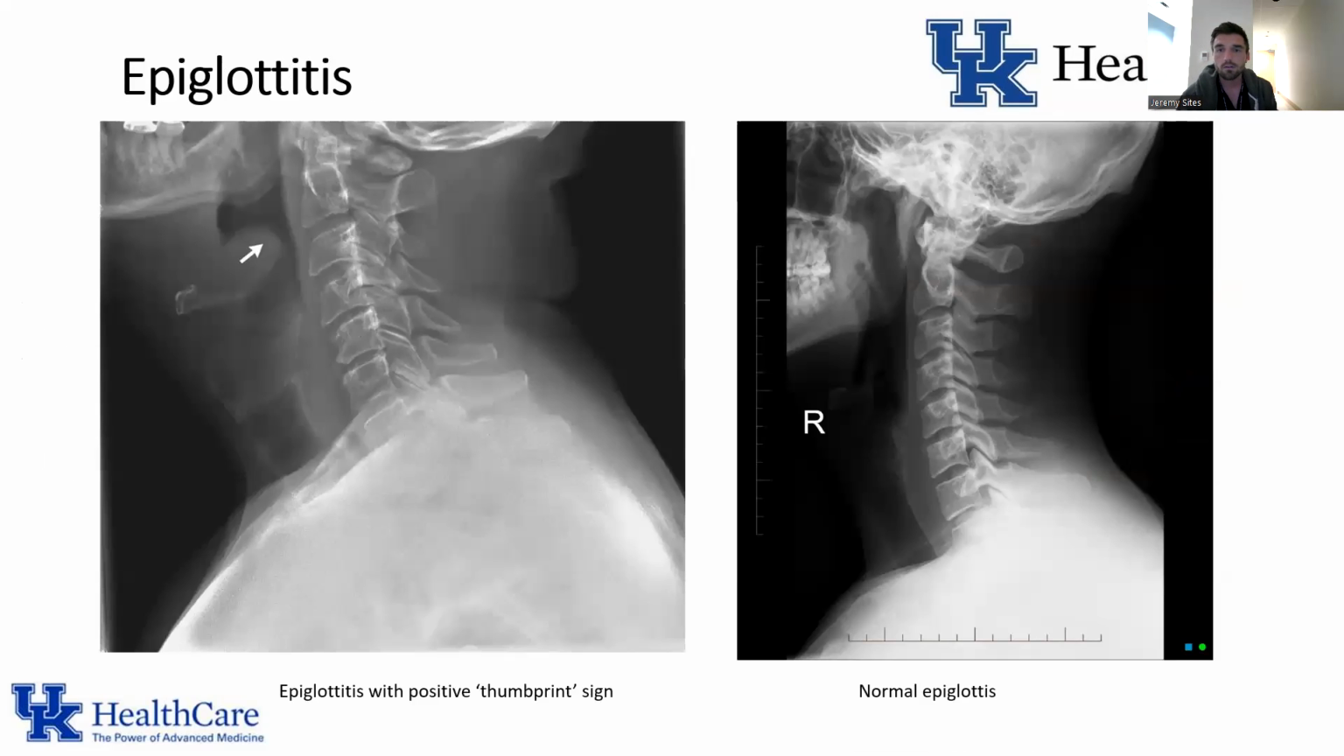Here is a lateral cervical X-ray taken of someone with epiglottitis. On the left side, you'll notice the positive thumbprint sign compared to the normal on the right side. I just want you to kind of tuck this away in your memory bank. This may be something that is presented in a clinical vignette to sort of tee you off to this diagnosis. So the thumbprint sign on lateral cervical X-ray is consistent with epiglottitis.